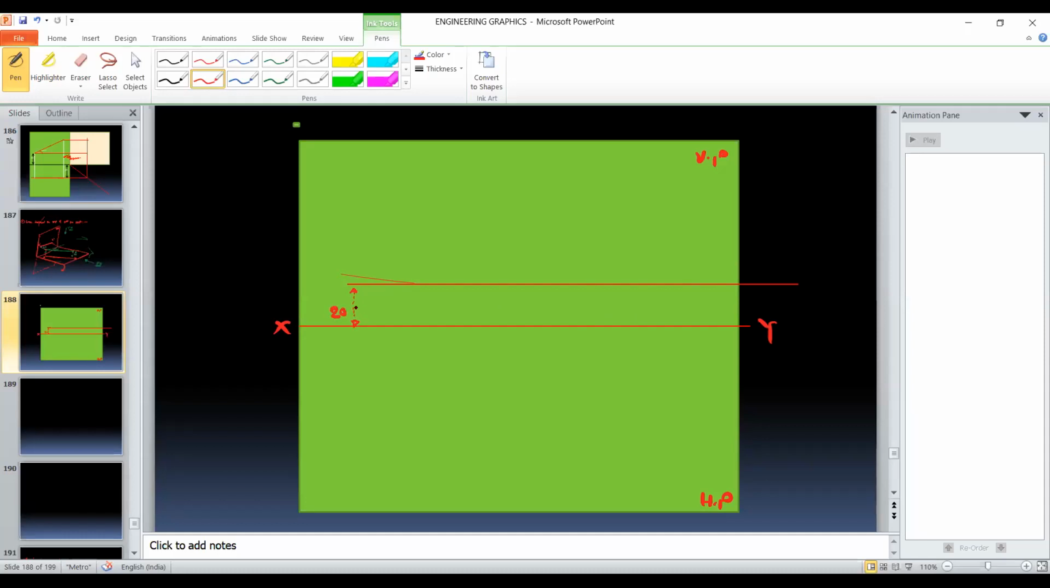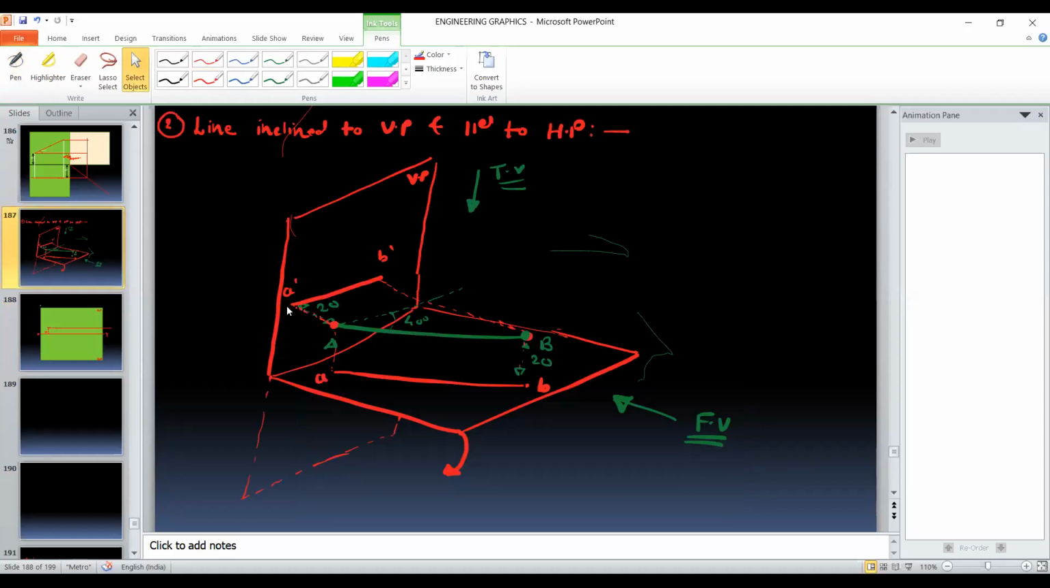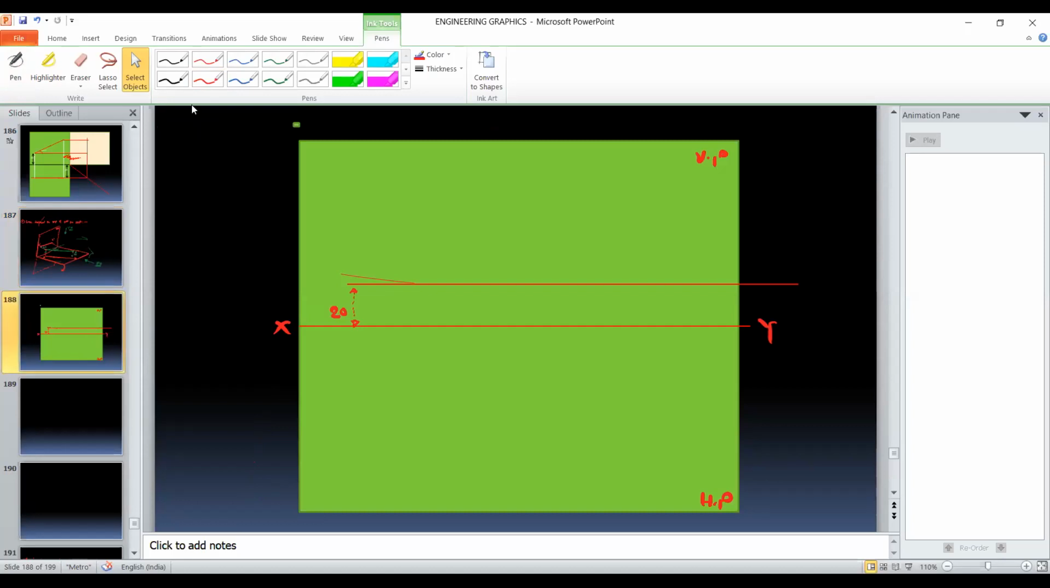Without the top view, we cannot draw the front view because we don't have a direct dimension in the front view. So we need to take the reference from the top view. First draw the top view. Observe again: the dimension is 20 mm for point A with respect to the vertical plane. So first mark point A in the top view. Take the distance 20 mm, and you can draw one reference line here.